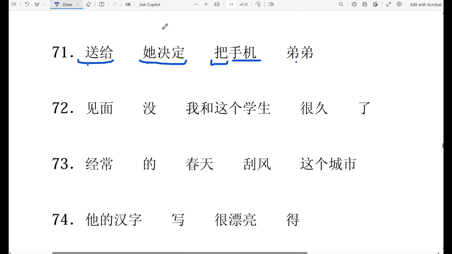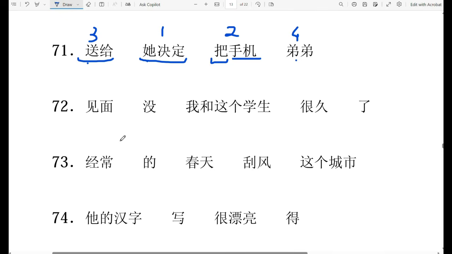So 他决定, first item. Then we have to put the 把手机, and then the verb, because after 把 comes the verb, 送给, and then at the end we have 弟弟, which makes sense. She decided to gift her brother a phone. So of course, all of this revolved around you knowing what the function and sentence order is when we have a 把. So let's move to the second sentence.